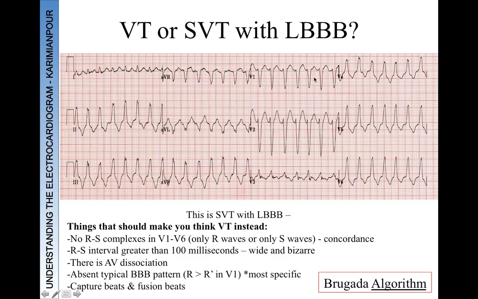And again, the R prime, if there's a right bundle branch block looking pattern, if the R prime is smaller than the R, so if the second R wave is smaller than the first R, it should make you think VT. If the second R is larger than the first R, remember that's in a right bundle branch block. So right bundle branch block, second R is larger than the first R. In VT, you may have the opposite finding. And then finally, if there are capture beats and fusion beats, I'll show you an example of that.